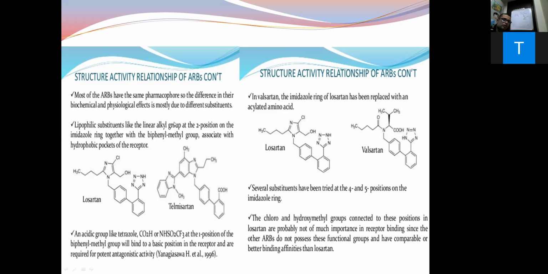Same alkyl substitution, and it contains a methylated benzimidazole connected to the 2 position. So it is a 2-benzimidazole substituted compound. Now let's go for valsartan.